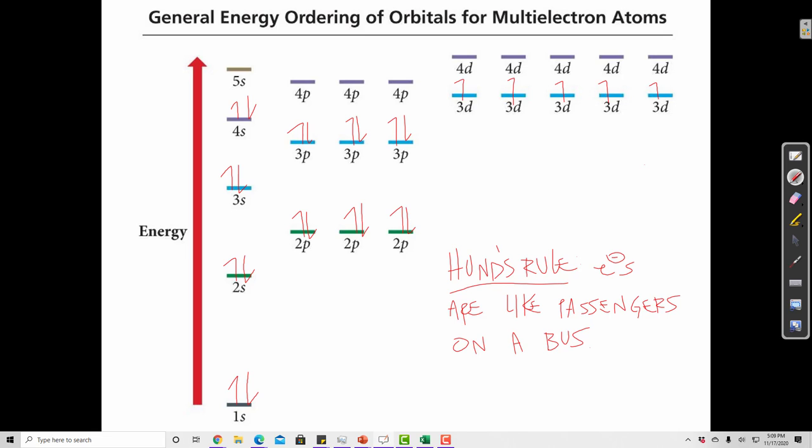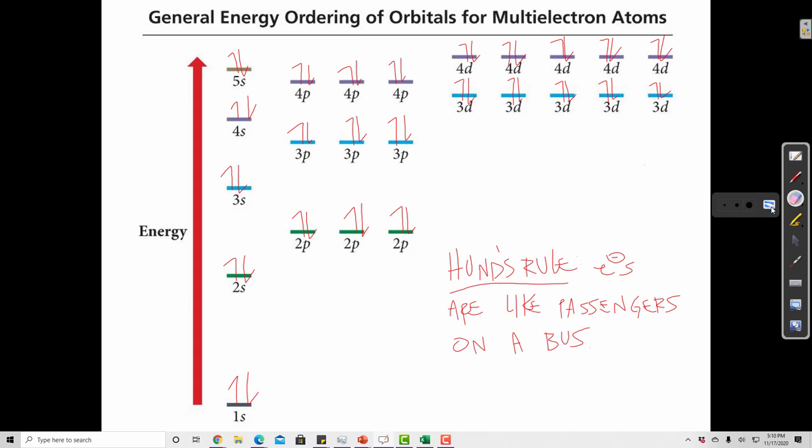They're going to go in one at a time first. And then they partner up. Down, down, down, down, down. So it goes 3p, 4s, 3d, 4p. Here, here, here, here, here, here. And then, look, 5s is underneath 4d. So then 5s will fill up, and then 4d. 1, 2, 3, 4, 5.